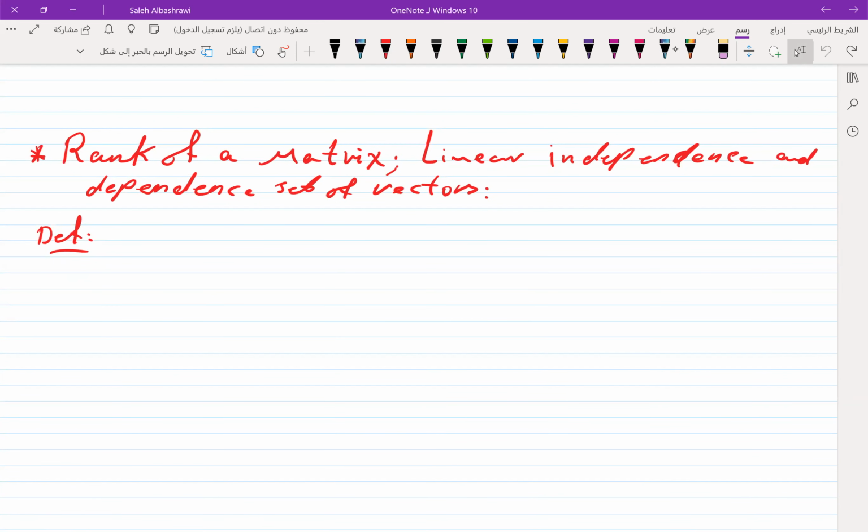In this topic, we are going to discuss the rank of a matrix. Also, we are going to define the linearly independent and linearly dependent set of vectors. Starting with the definition, what do you mean by linearly independent vectors and linearly dependent vectors?